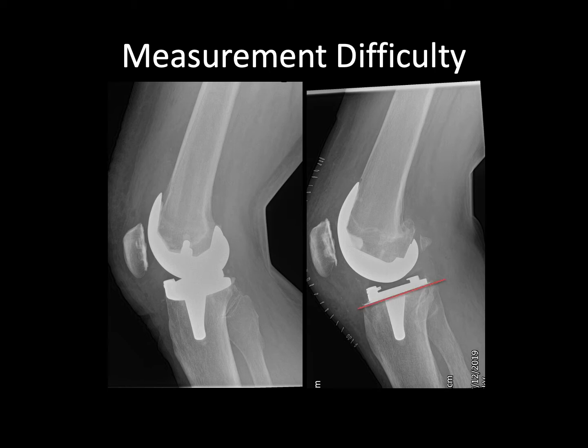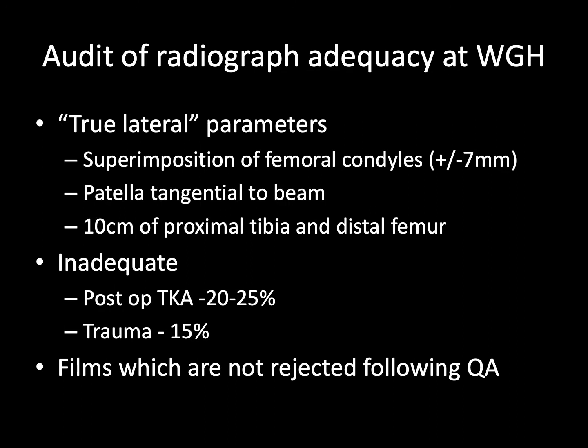As you can see on the right, it's quite easy to determine the bone-plate interface, but on the left, this is virtually impossible. So how big a problem is this? Well, we conducted an audit of our lateral radiographs with regards to true lateral parameters, and we found that there was about 20-25% of our post-operative total knee replacements which had inadequate films and 15% in trauma. And bear in mind, these were films which were not rejected following QA by the radiographers.